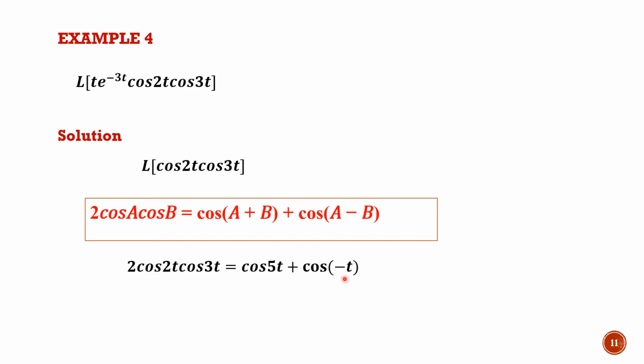We can write that as cos 5t plus cos of 2t minus 3t, which is minus t. So we will have cos 5t plus cos of minus t, but cos of minus theta is cos theta. So we can write cos 5t plus cos t. So we have calculated now 2 cos 2t into cos 3t is cos 5t plus cos t, or we can write cos 2t into cos 3t will be half of this.